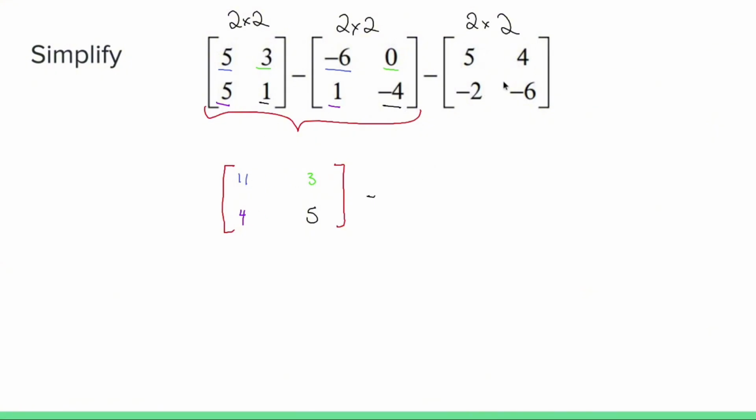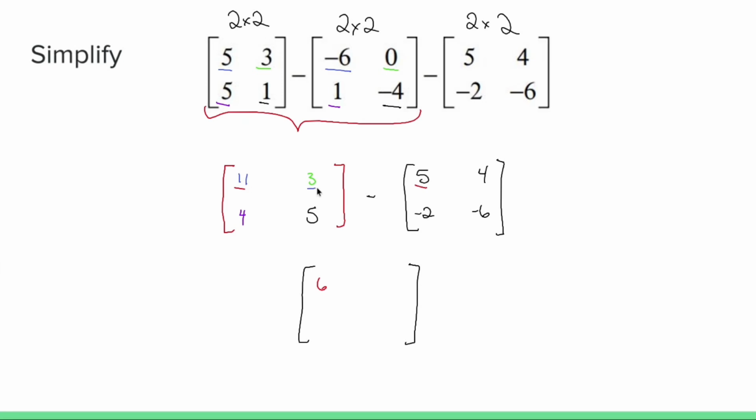Now we're going to bring this guy down and do the same exact thing. So minus 5, 4, negative 2, negative 6. Do it again. 2 by 2 minus a 2 by 2. Everybody should be just fine. Let's do it again. We have 11 minus 5, which is 6.